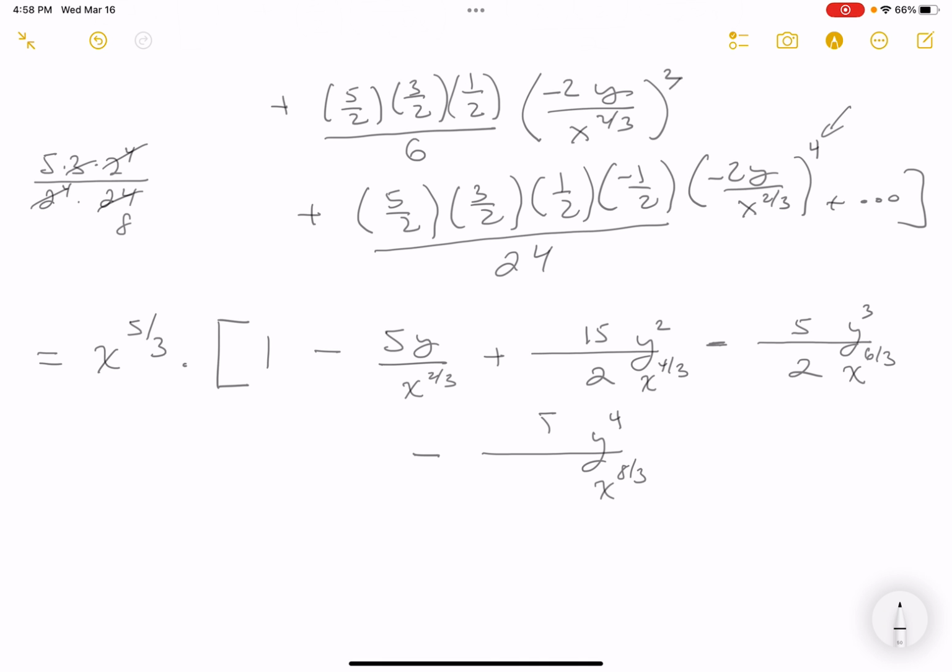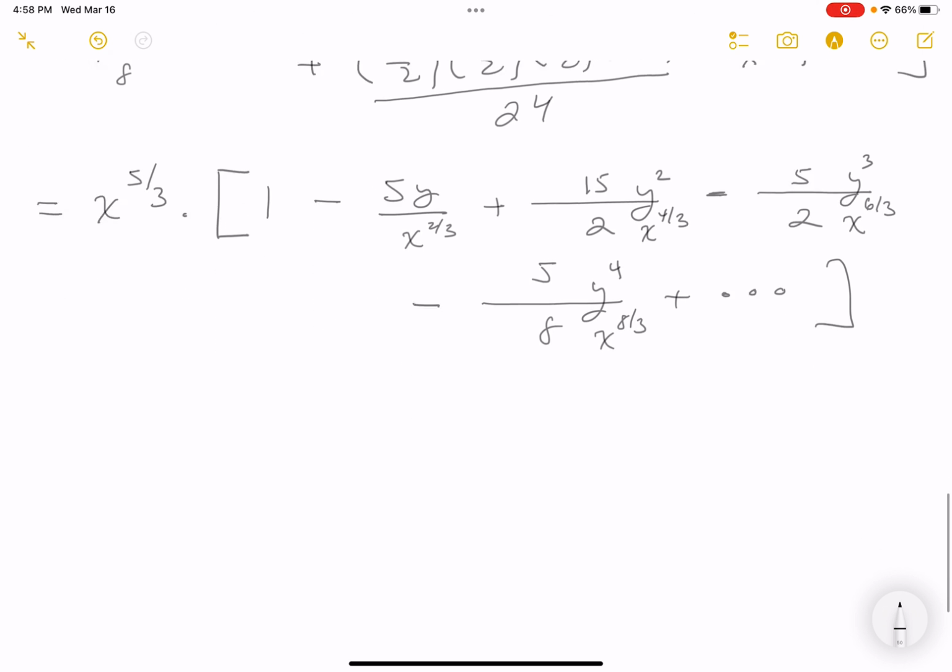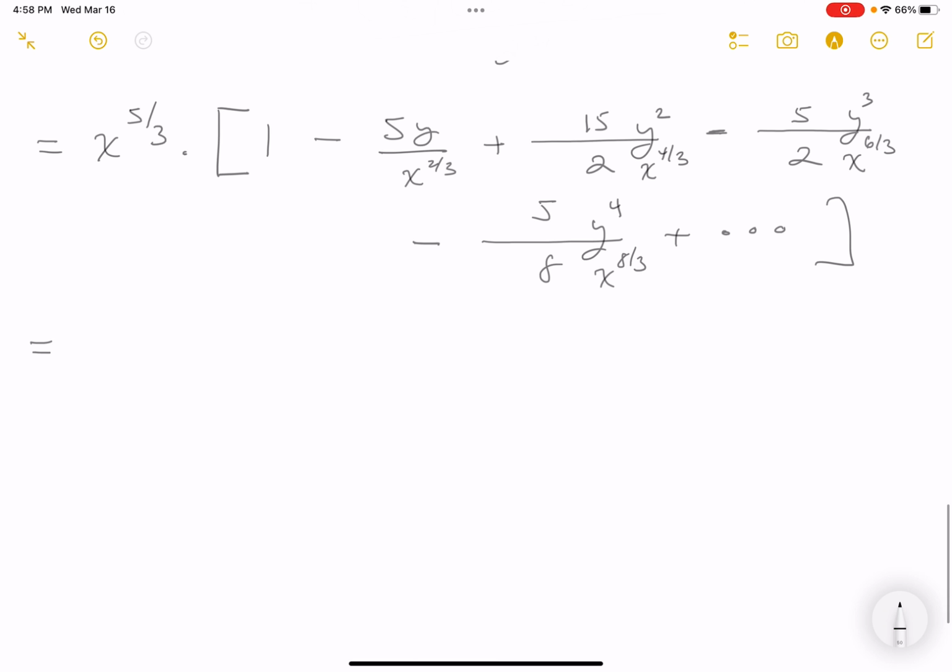What do you get over here? 5/8. And again, this goes on forever. I'm going to multiply it. And you're going to get x to the 5/3 minus 5y. 5/3 minus 2/3 is 3/3, so just an x. All right?